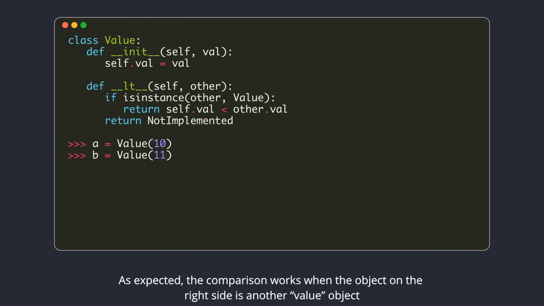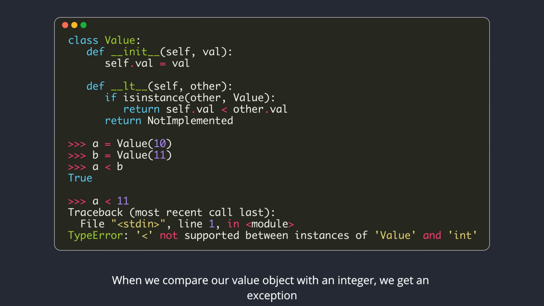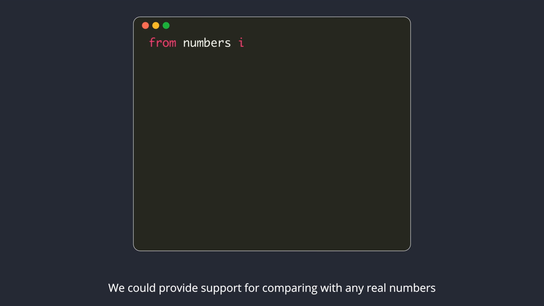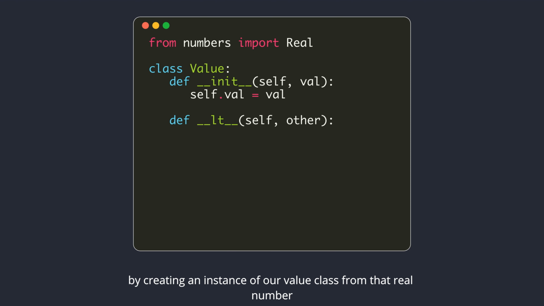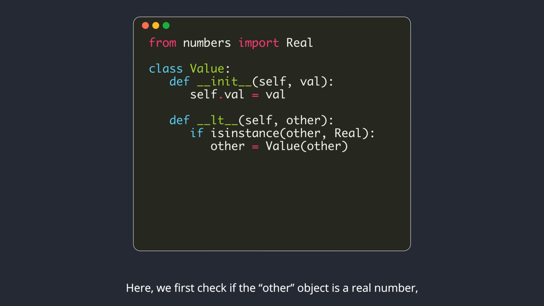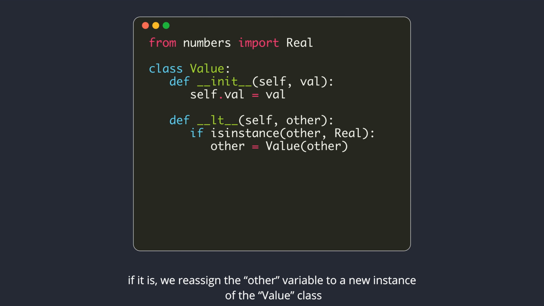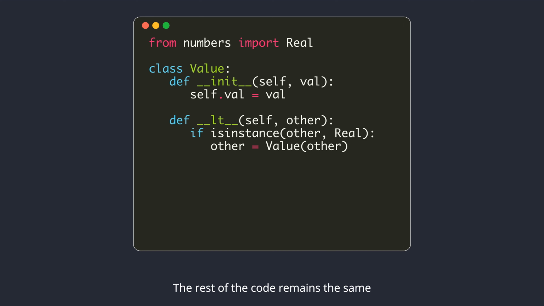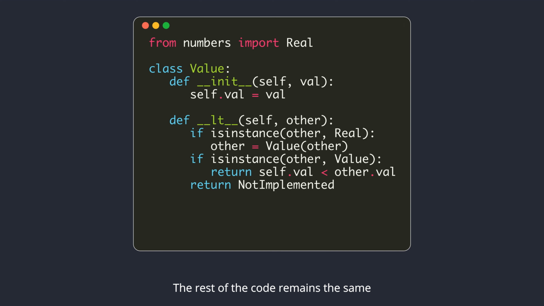As expected, the comparison works when the object on the right side is another value object. When we compare our value object with an integer, we get an exception. We could provide support for comparing with any real number by creating an instance of our value class from that real number. Here, we first check if the other object is a real number. If it is, we reassign the other variable to a new instance of the value class. The rest of the code remains the same.